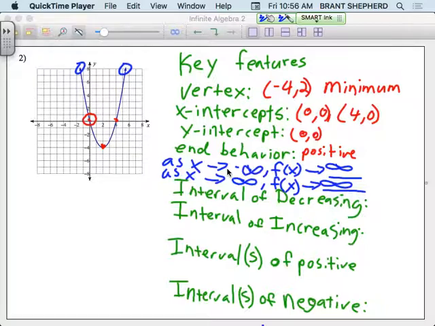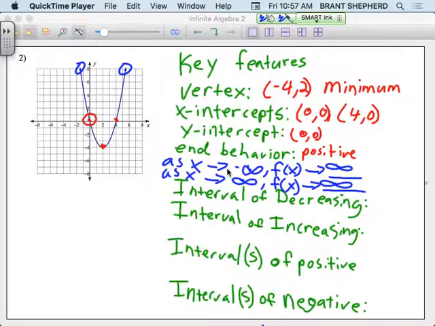If I had a frowny face, my end behavior would be negative, and so as x approached both negative infinity and infinity, f of x would be approaching negative infinity for both of them. They're always going to go the same way for a quadratic function because it always ends going the same way. So either they're both positive or they're both negative. The way I can tell is if it's a smiley or frowny face. Okay?